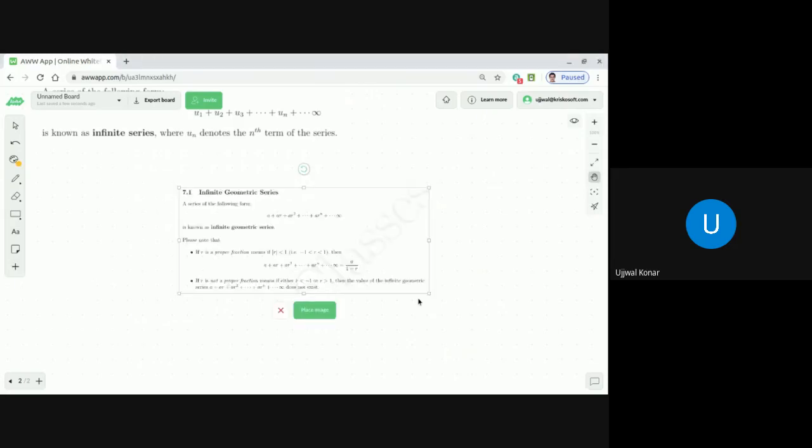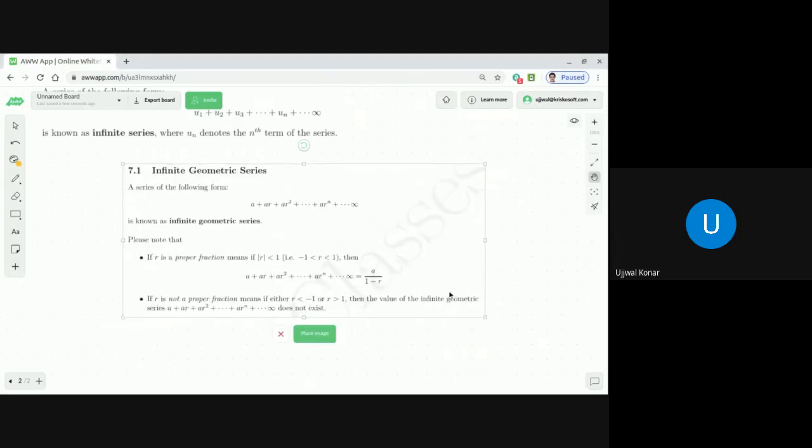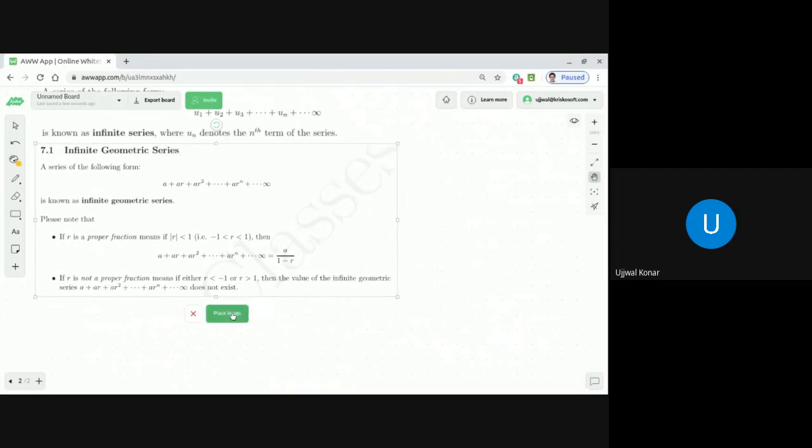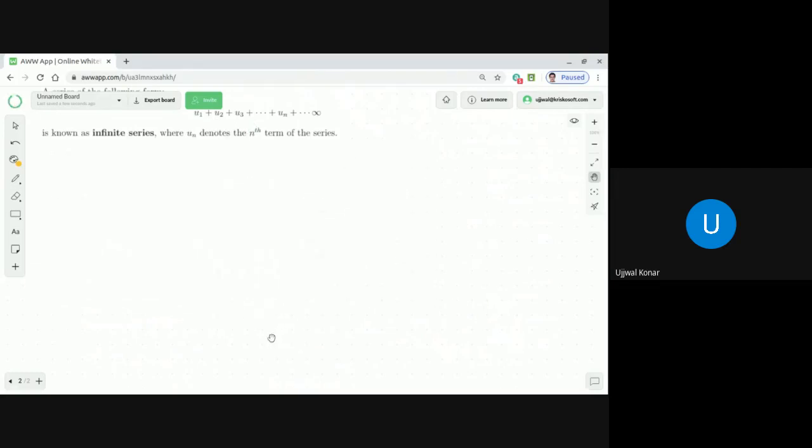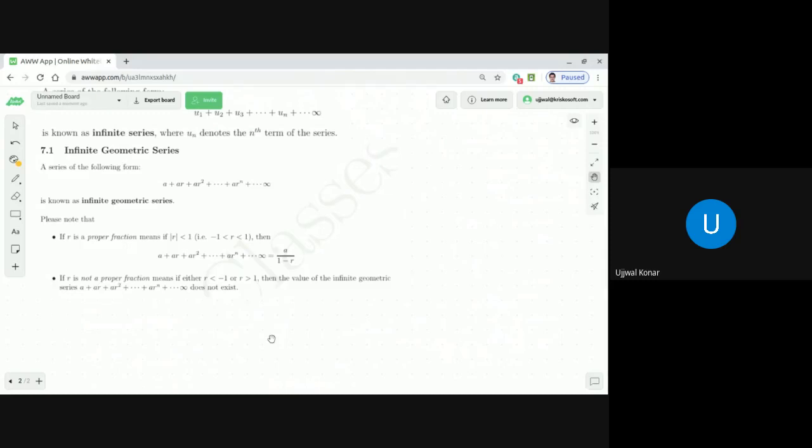If you recall, dear students, that infinite geometric series is a plus ar square up to ar to the power n and so on till infinite. It is a series. Series means summation of those terms, right? Sequence means the terms. Series means summation of those terms. So this is an infinite geometric series.